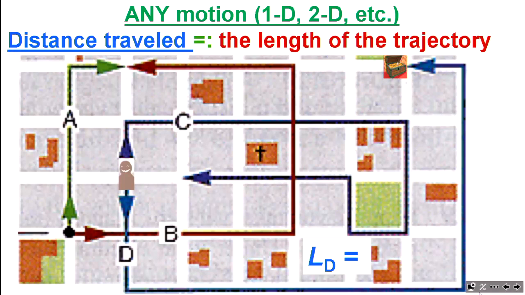So if this ghost flies using path D to get to the treasure chest, and we ask what distance traveled, we have to say, okay, distance is the length of the trajectory. Trajectory is the line which represents the motion. So the path D begins here, goes like this, like this, like this. So we need to figure out how long it is. How can we do that?